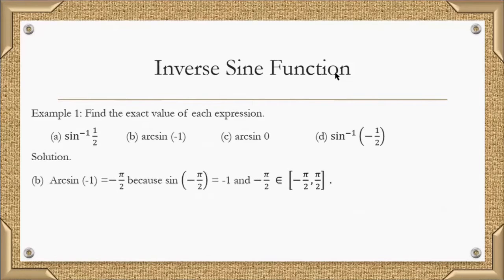Next, yung letter B naman, arcsine -1. So, ang arcsine -1 is equals to negative pi halves because the value of sine negative pi halves is -1. And negative pi halves is an element of the restriction. Di ba? Restriction natin ay negative pi halves, close interval, comma, pi halves. So, meaning to say, the negative pi halves is an element of the closed interval.